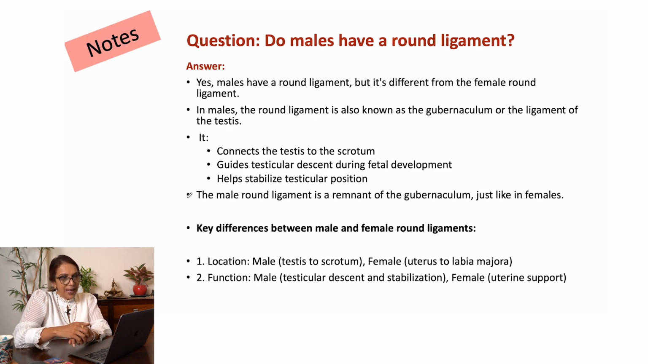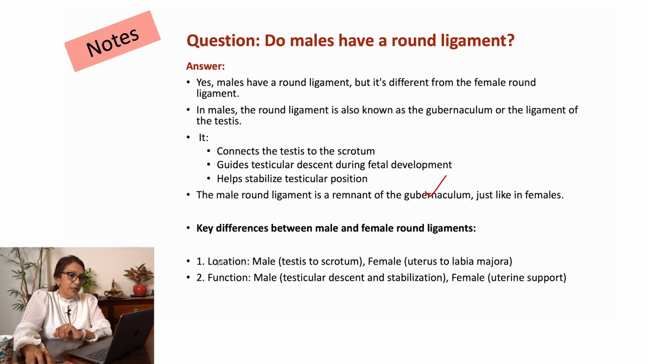So one last bit before we move forward. Like the females have a round ligament, do males also have a round ligament? Yes, they do. So in the males also there is a round ligament that is also a remnant of gubernaculum. It extends from the testes down to the developing scrotum, and it remains behind in the form of ligament of scrotum. You will find much more about this if you go and study the video on inguinal canal.